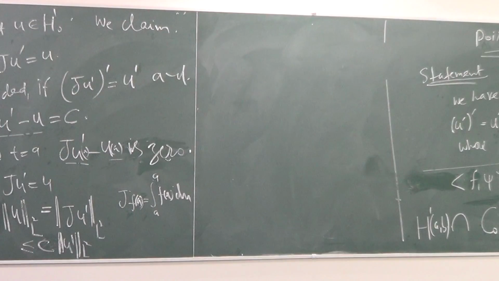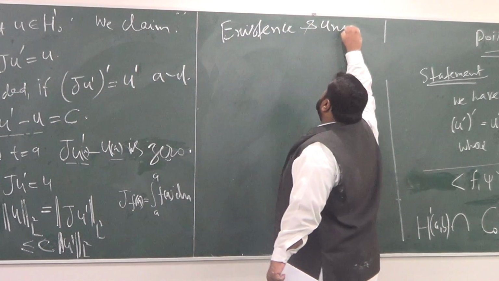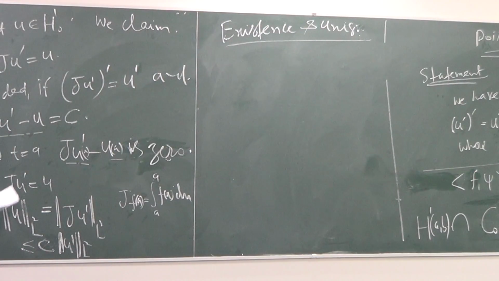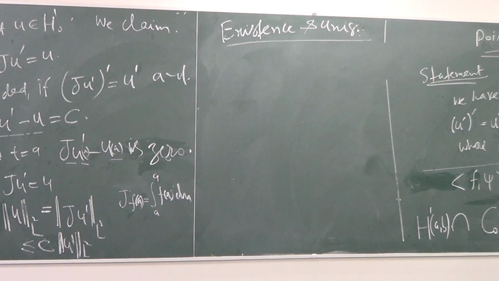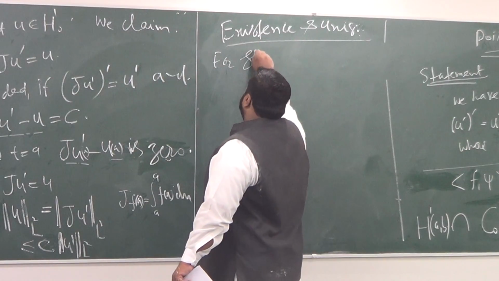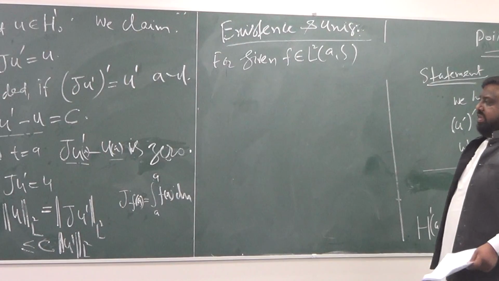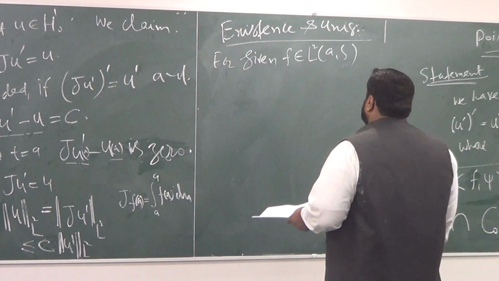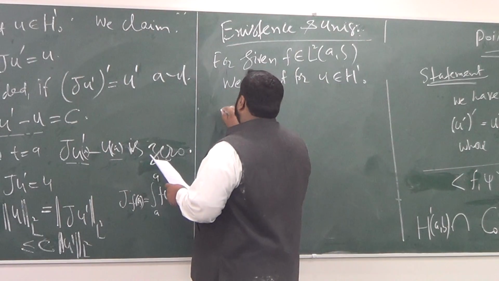So let's do the proof. Existence and uniqueness. Alright, so let's begin. For a given f in L2(a,b), we have to find a solution. In what space? In H1 naught. We want to find a U in H1 naught that satisfies what it should satisfy.